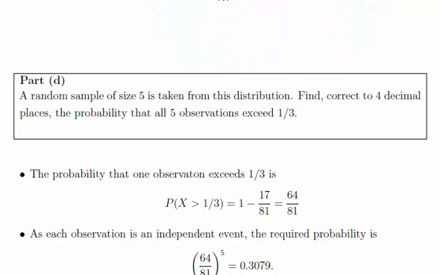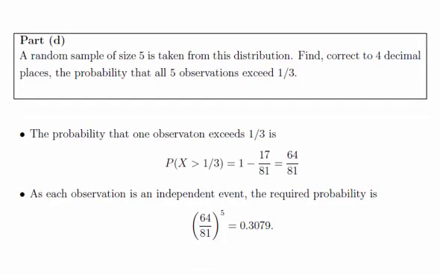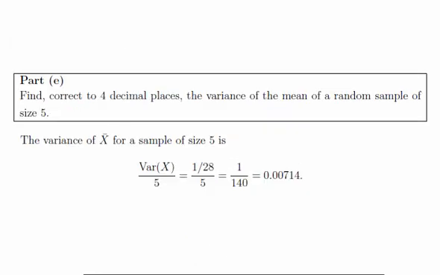Okay, a random sample. We've got two short questions to finish up with. A random sample of 5 is taken from this distribution. Find, correct to 4 decimal places, the probability that all 5 observations exceed 1/3. Essentially, the probability that one observation exceeds 1/3 is the complement of what we just got, which is 64 over 81. For independent events, it's 64 divided by 81 to the power of 5, which is 0.3079.